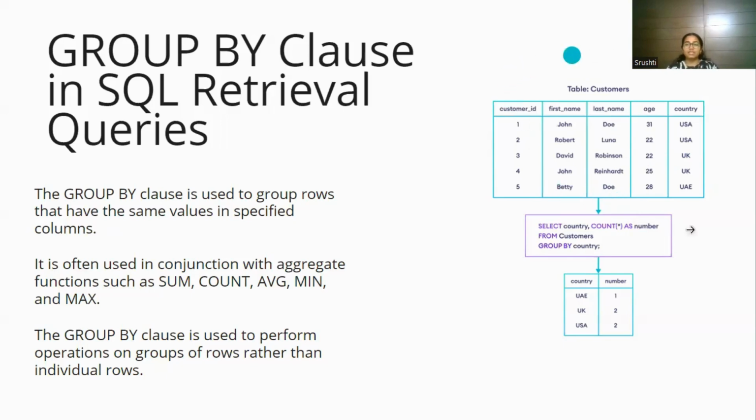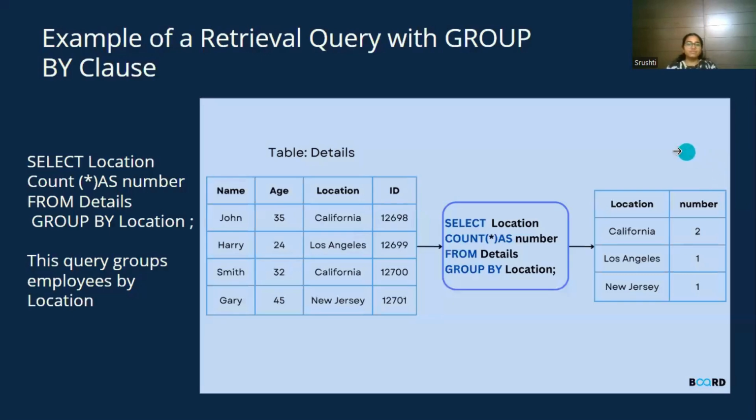Let's see, here's an example. Here there's a table named customers. As you can see, if you use a group by statement in the select statement, select country, count star as number from customers group by country, you can see the UAE. The number of people who are from UAE is 1. UK, since there are two people who are from UK, the count is 2, and USA, since there are two people from USA, the count is 2.